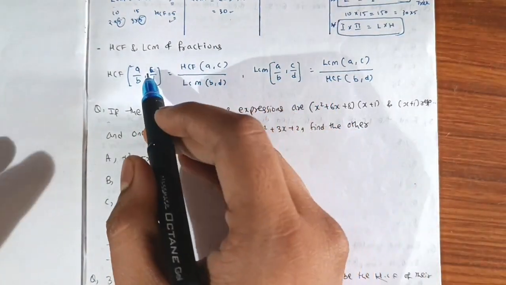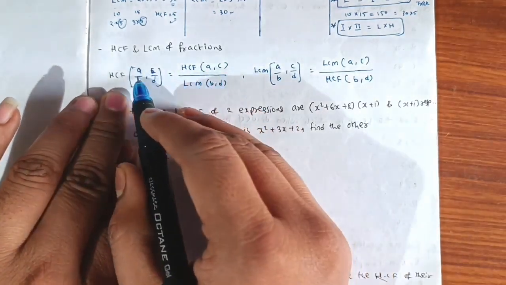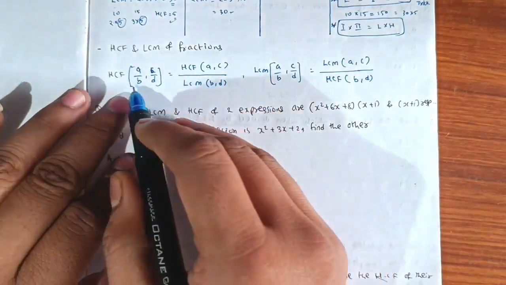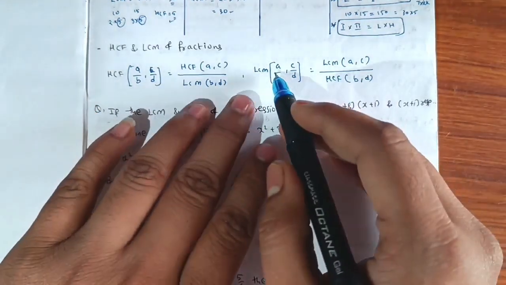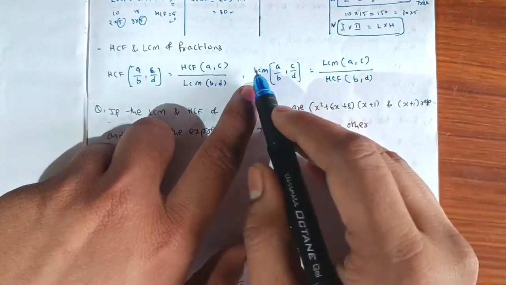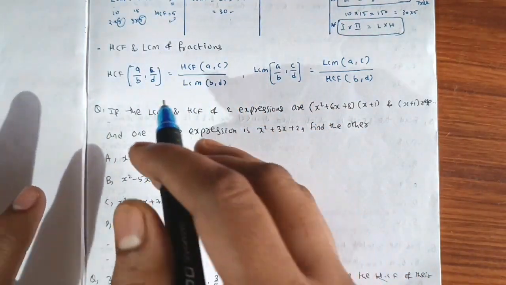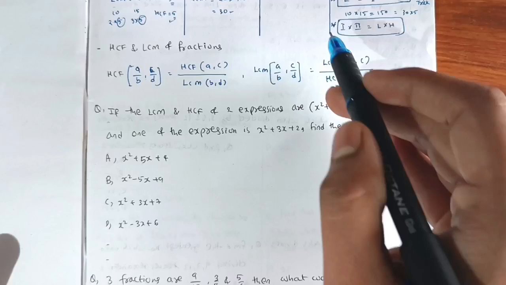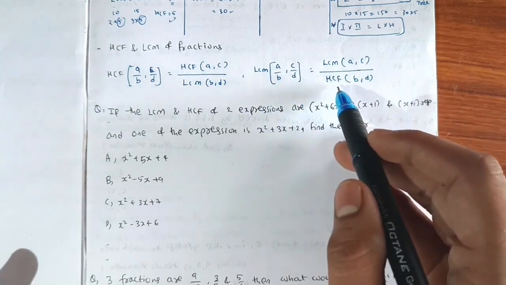If the question asks for the HCF of fractions, we need to find the HCF of A and C, and the LCM of B and D. Nothing but, for the numerator we find the HCF, and for the denominator we find the LCM. For the LCM we do the reverse: when we need to find the LCM of fractions, we find the LCM of the numerators and the HCF of the denominators. Whatever we need to find, we do it for the numerator, and the other one for the denominator: HCF of the numerators with LCM of the denominators, and LCM of the numerators with HCF of the denominators.